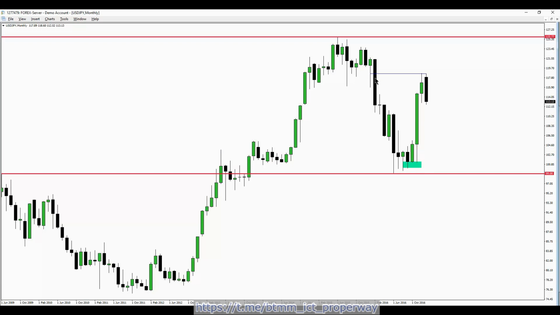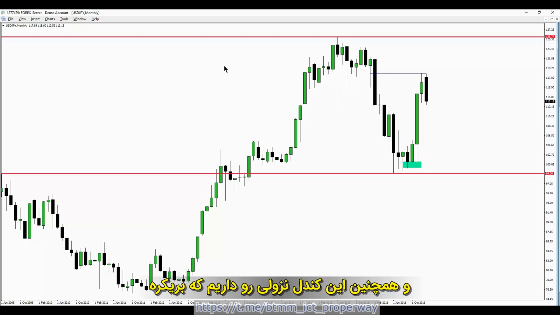Okay. We have a range up here. We also have this down candle, which is a breaker. Why is this a breaker? Because we have an old high here.